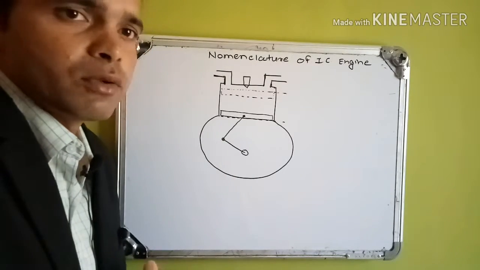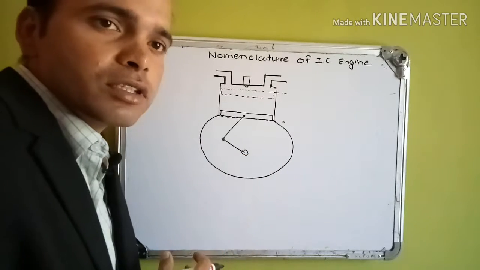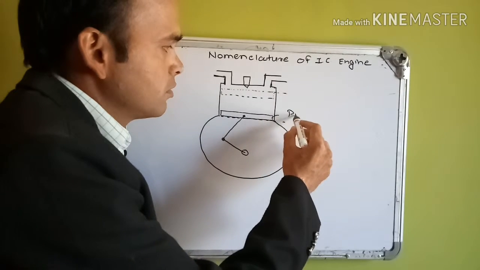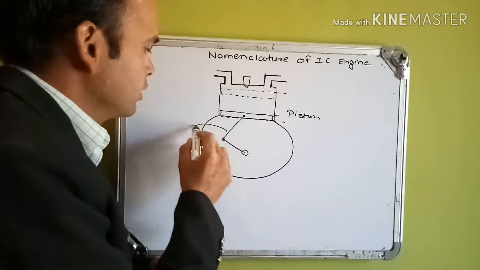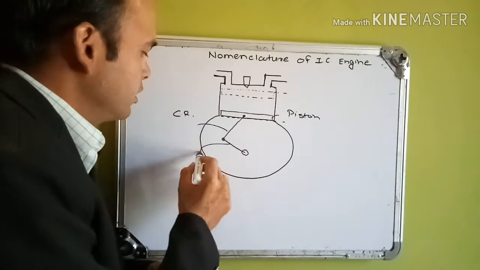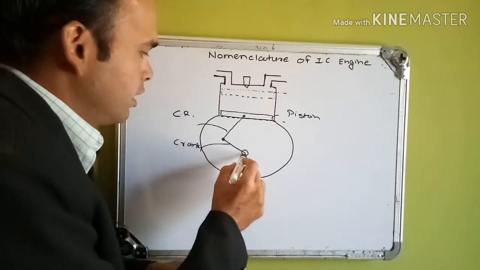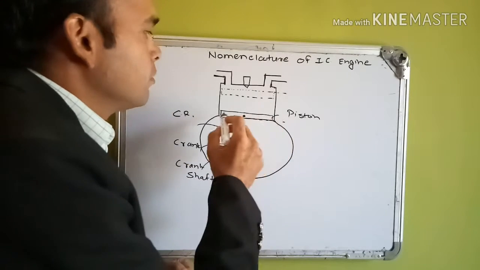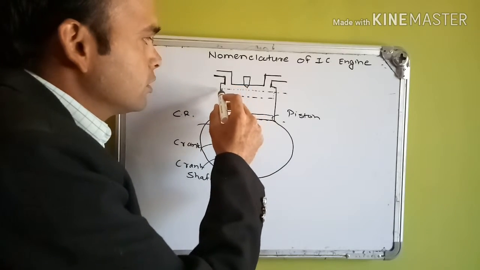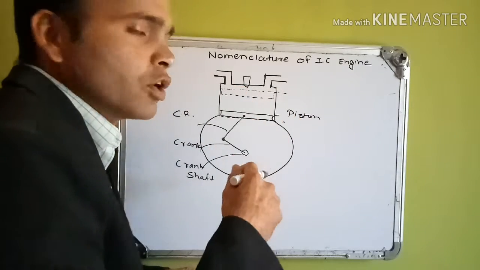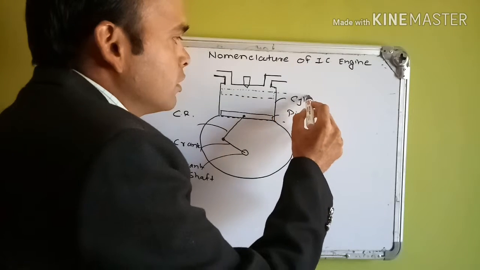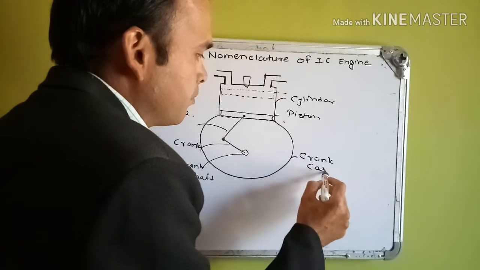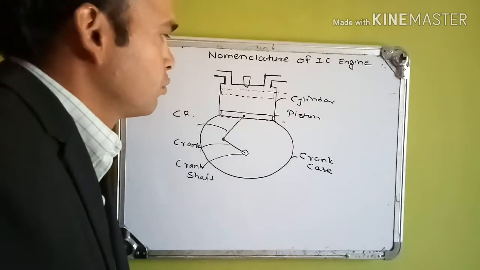Now, if you can see in this particular diagram, there are different components for this engine. Which are the components? This is a piston, this is called the connecting rod, this is called the crank, this is called the crankshaft, right? Then this particular portion is called the cylinder of the engine. This portion is called the crankcase of the engine, wherein the crankshaft produces a rotating motion.